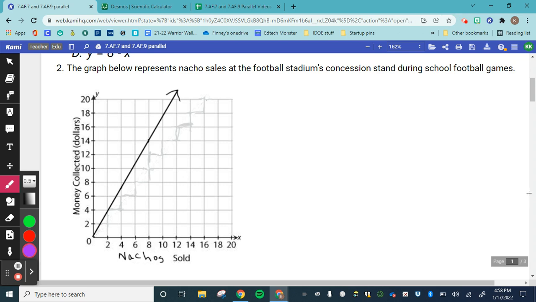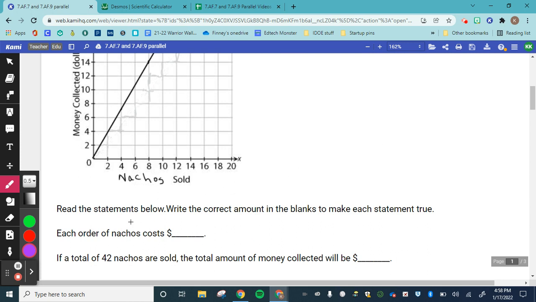Question 2. The graph below represents nacho sales at the football stadium's concession stand during school football games. Read the statements below. Write the correct amount in the blanks to make each statement true. Each order of nachos costs blank. If a total of 42 nachos are sold, the total amount of money collected will be blank.